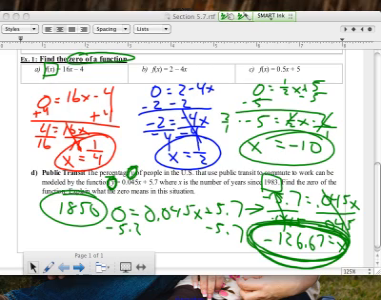So again, in this section, the idea is just understanding what zeros are, how they relate to a graph, and how they relate to things that we've already discussed. So really nothing incredibly new in this section, but just a different way of looking at the same type of problems.